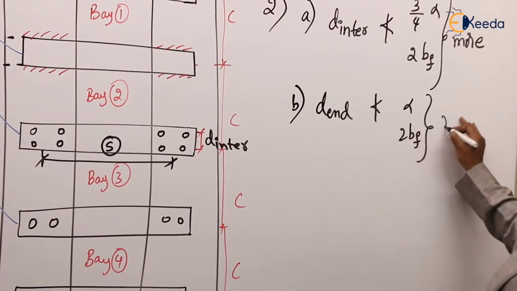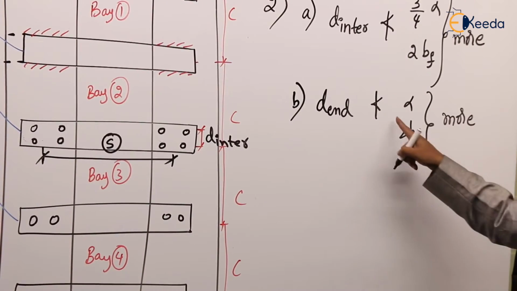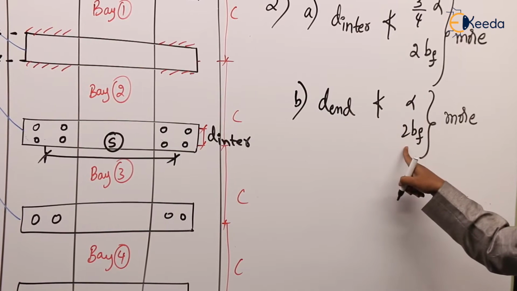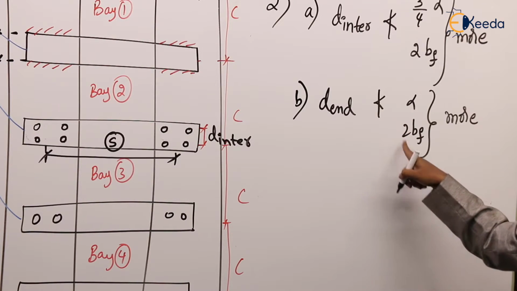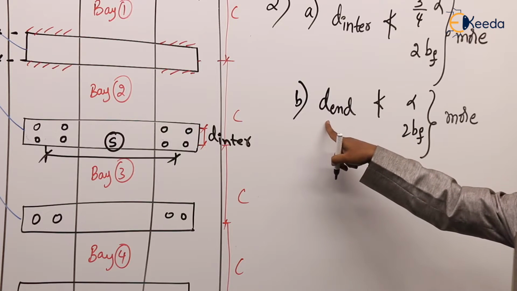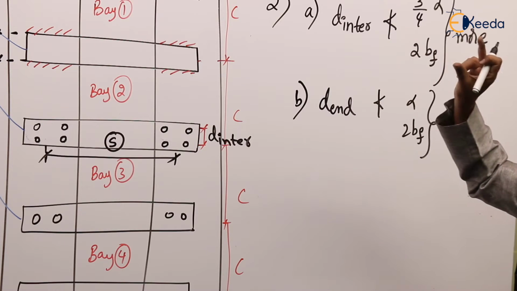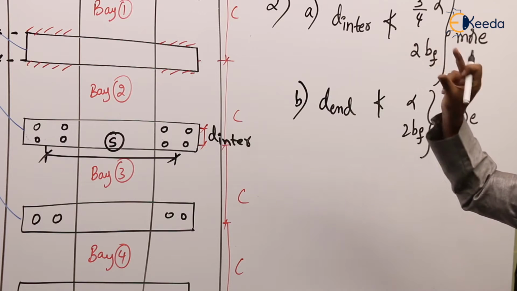Next, B end. It should not be less than alpha or 2BF. Out of these two, whichever is more, the alpha value or twice the width of the flange, that has to be taken as the effective depth of the end batten. So this is the provision regarding the depth, the overall depth or width of the batten.